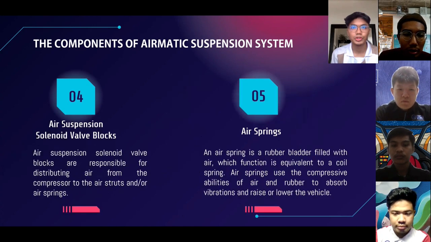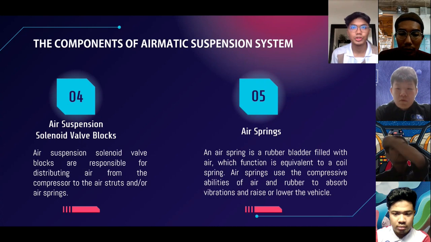So the fourth component is air suspension solenoid valve blocks. The air suspension solenoid valve blocks are responsible for distributing air from the compressor to the air struts and air springs. And lastly, air springs. An air spring is a rubber bladder filled with air, whose function is equivalent to a coil spring. Air springs use the compressive abilities of air and rubber to absorb vibration and raise or lower the vehicle.